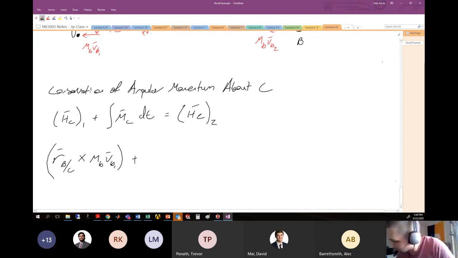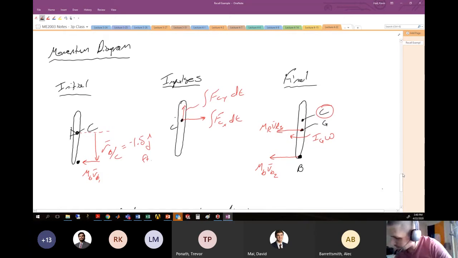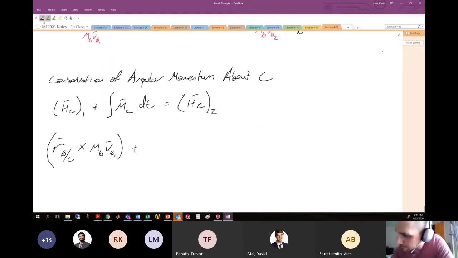Plus, impulsive moments. Well, if I'm about C, all of the forces that are impulsive on this object pass through that particular point. There's no moment arm to those forces. So the impulsive moments about C, nothing. Be gone, you zero.